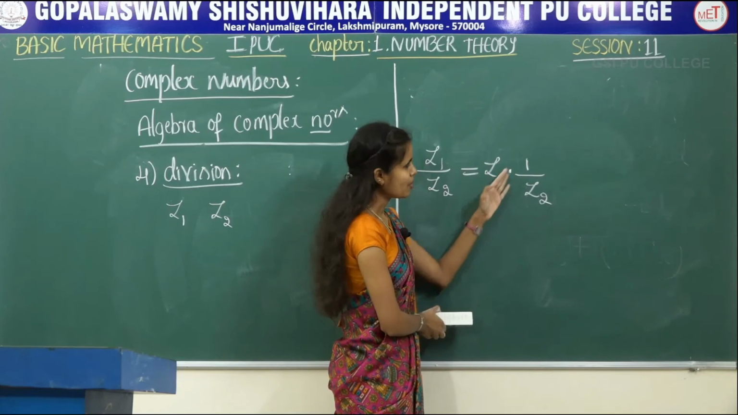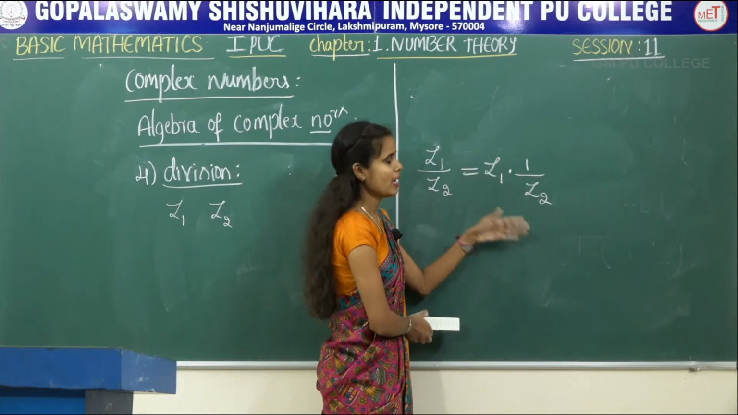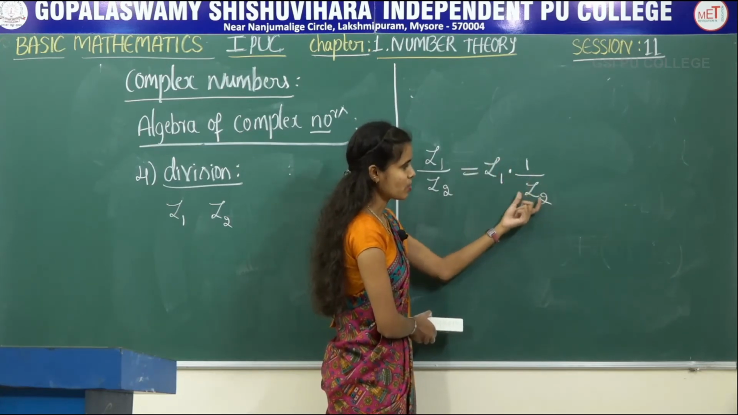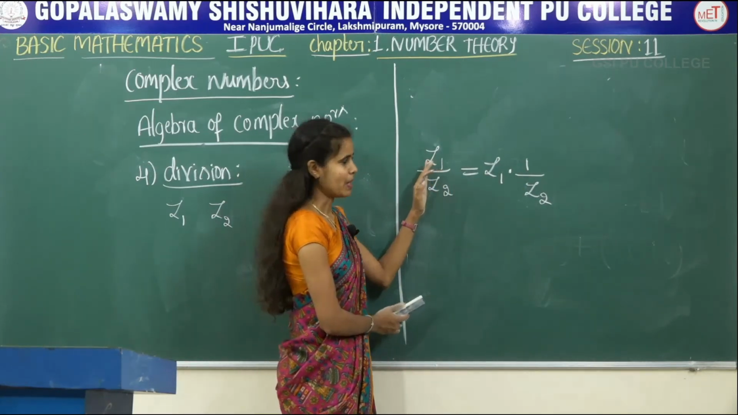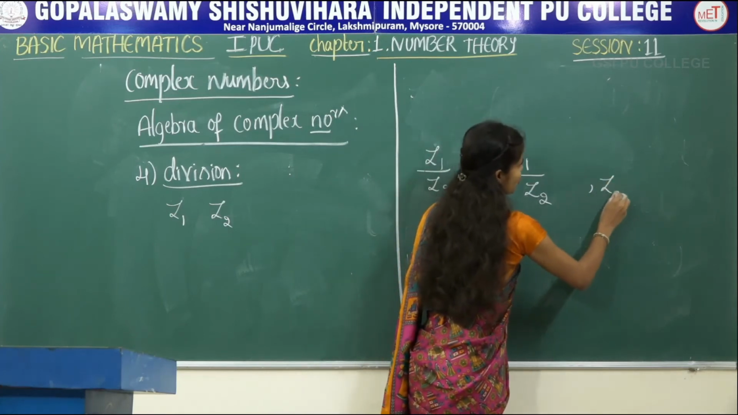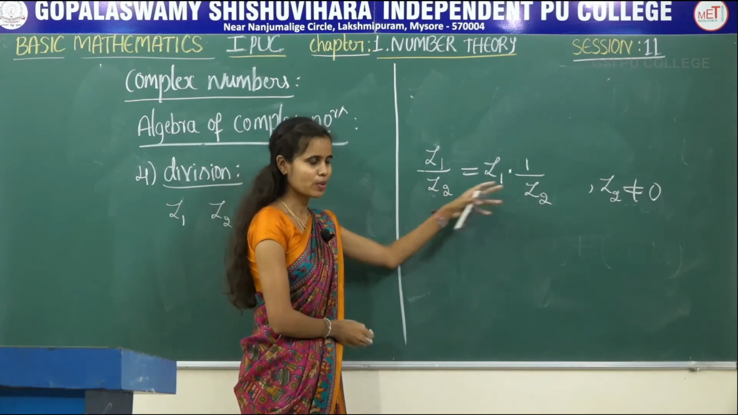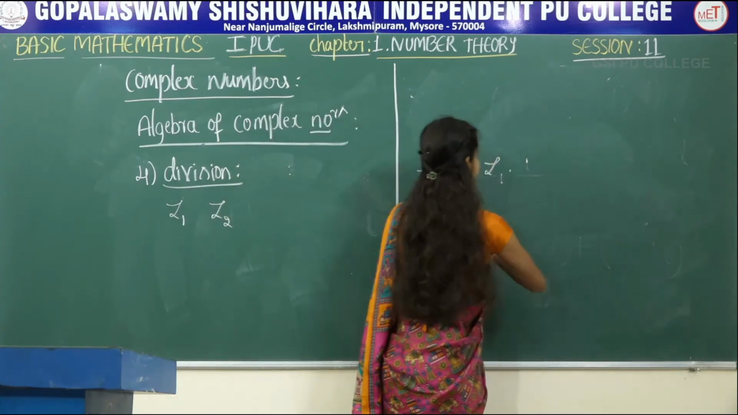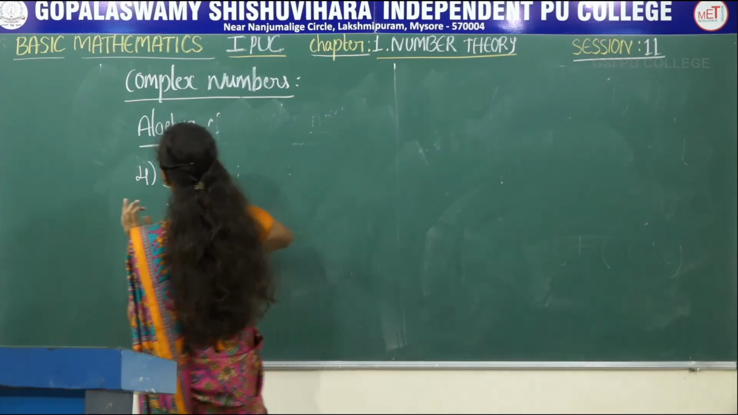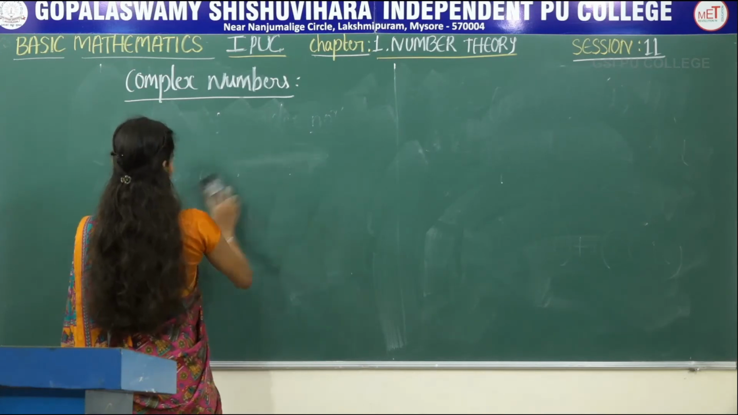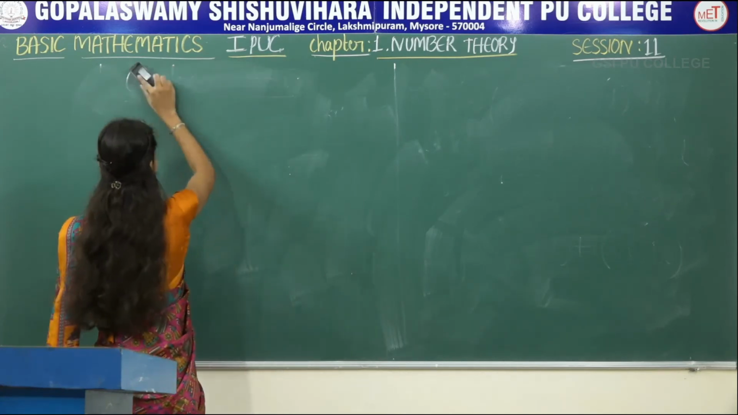So z1 is a complex number, 1 by z2 is a complex number. Already we proved that the product of two complex numbers is also a complex number. Therefore, z1 into 1 by z2 is also a complex number. Therefore, z1 by z2 is also a complex number. Here the condition: z2 must not be equal to 0. Denominator must not be equal to 0. So the sum of two complex numbers, difference of two complex numbers, product of two complex numbers and division or ratio of two complex numbers is also a complex number.